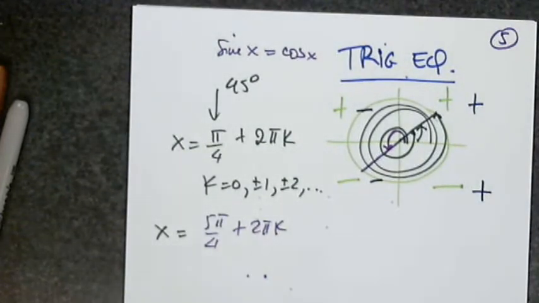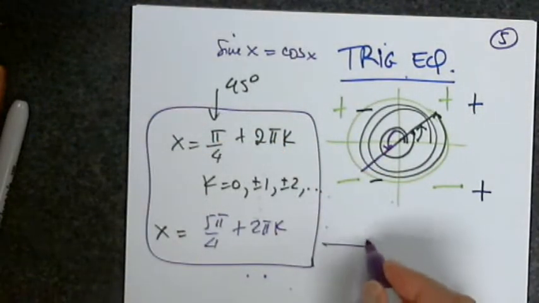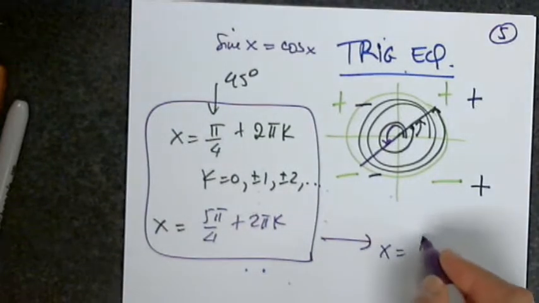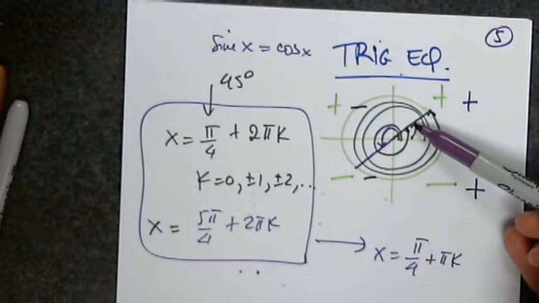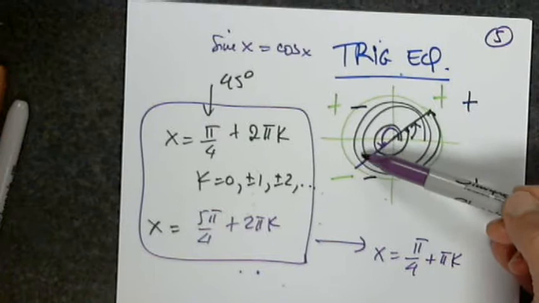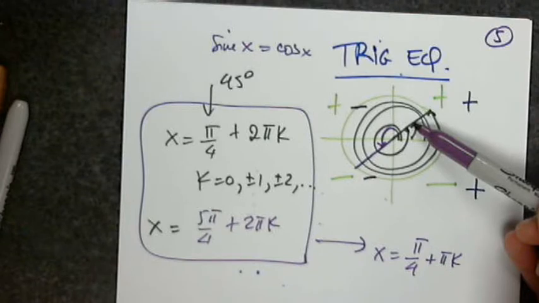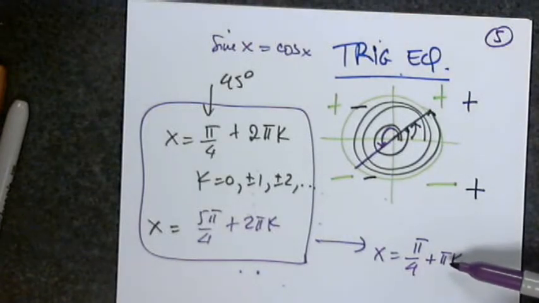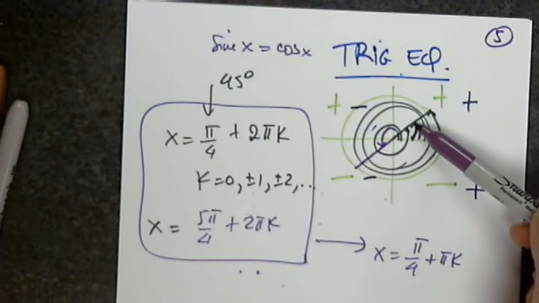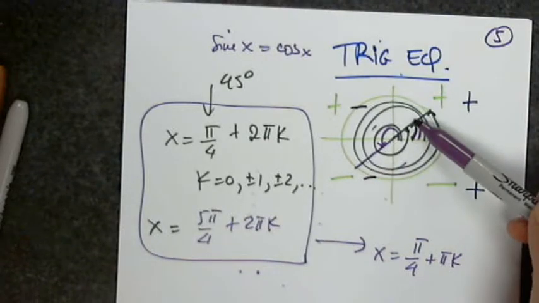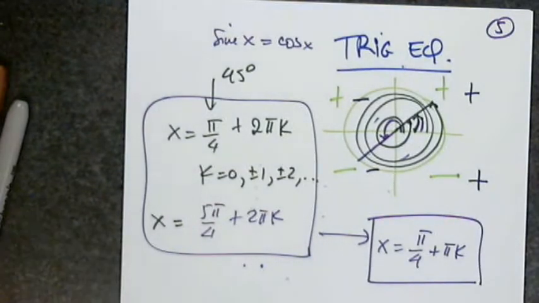We can also answer this with pi over 4 plus pi k. So these two can be condensed into one solution, x equals pi over 4 plus pi k, meaning pi over 4 plus 180, pi over 4 plus a multiple of pi, a multiple of 180. So 1 or 2, 3 or 4, and the other way around. So this is the condensed form.